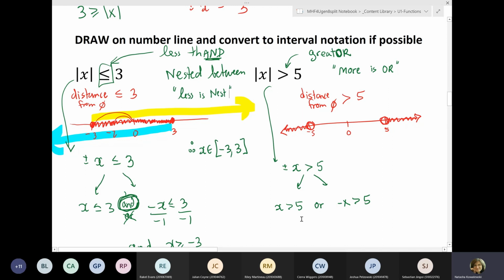Okay, so let's continue on. We didn't finish this. X is isolated, but this side is not. So I need to divide everything by -1, just like we did before. And it flips our sign and we get -5.